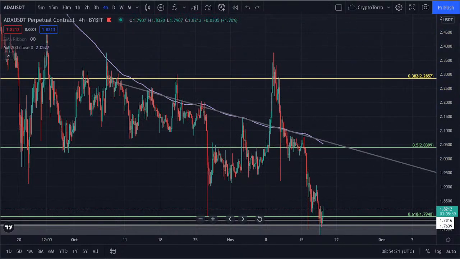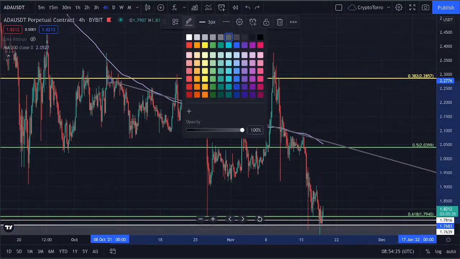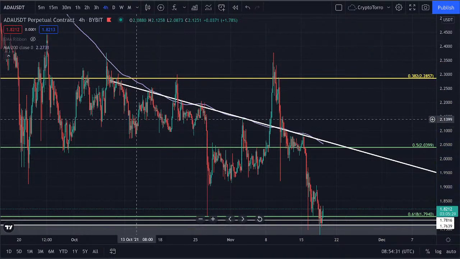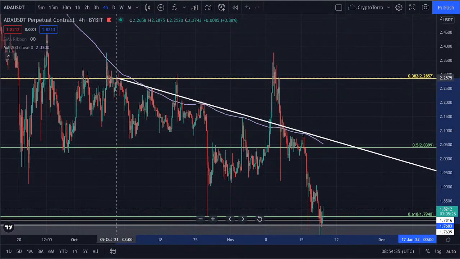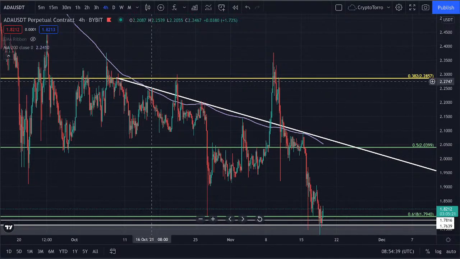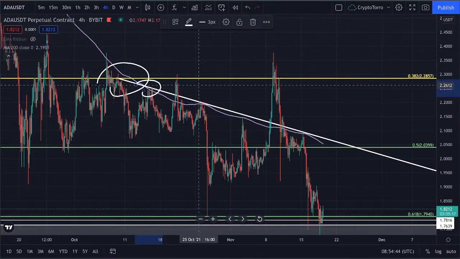As well, this is not just a 200-day moving average that we are not able to break out above. It's as well this major level of, well, this is not well drawn anymore, but let's place it like this, a major level of descending resistance. So we have seen as well multiple touch points below this descending resistance.